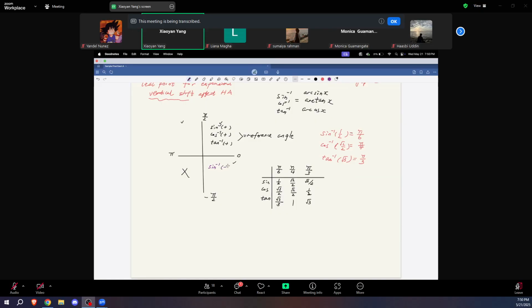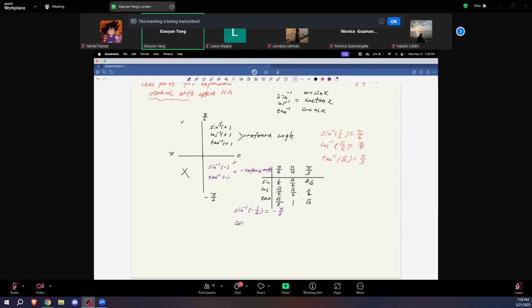Sine inverse of a negative value and tangent inverse of a negative value are just equal to the reference angle, but this time you should add a negative sign. So say, for example, I have sine inverse of -1/2. We notice that sine inverse of positive 1/2 equals pi/6. So we simply add a negative sign before pi/6, equal to negative pi/6. Still easy. First, figure out the positive angle for the positive number here. The reference angle is 1, 2, 3. Then add a negative sign.